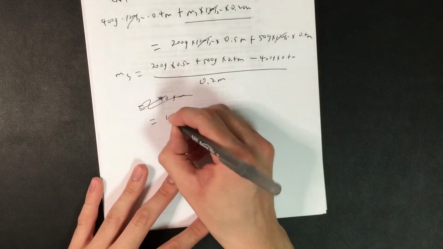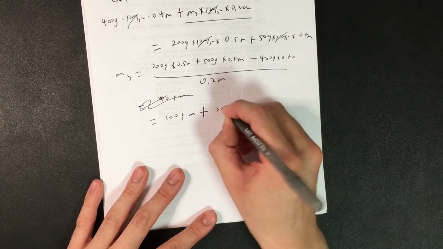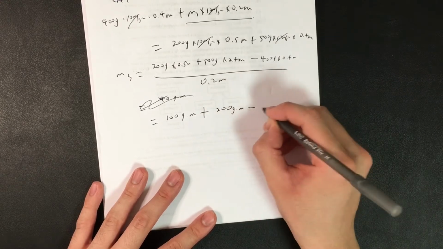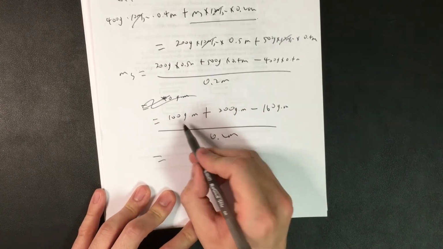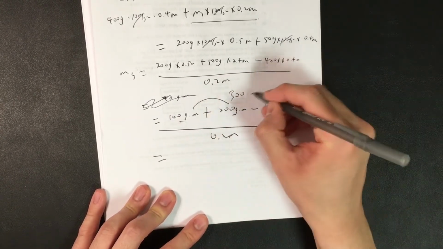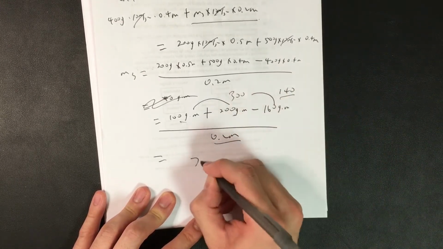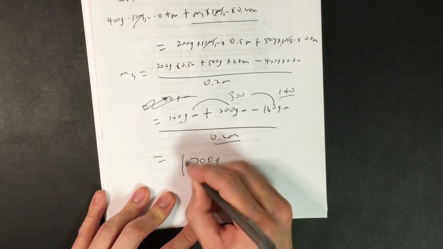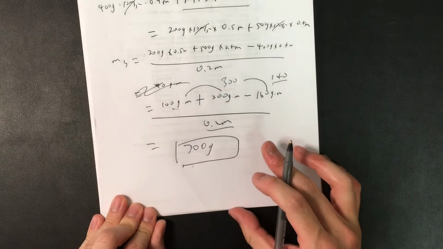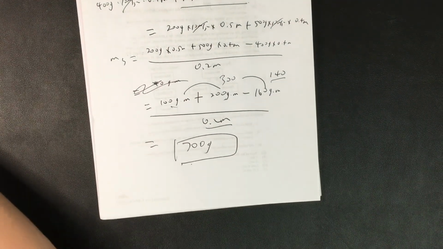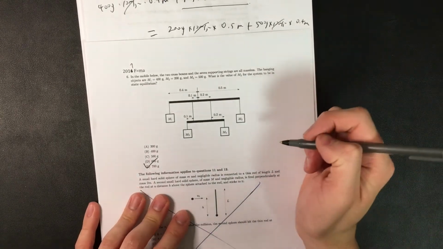divided by 0.2 meters. Solving this, I get 100 grams times meter plus 200 grams times meter minus 160 grams times meter, divided by 0.2 meters. Adding the first two gives 300, subtracting gives 140, and 140 divided by 0.2 equals 700 grams. So therefore m3 must equal 700 grams in order for this system to be at static equilibrium. Looking at the answers, E should be the correct answer choice.